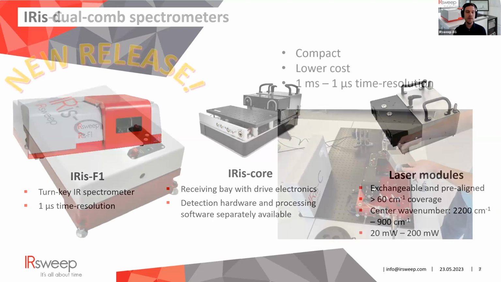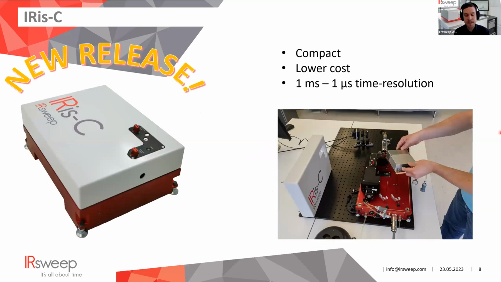Now we're very proud of our most recent release, the Iris C. This is a more compact and also lower cost dual comb spectrometer. So the same technology, but in a more compact footprint. The default time resolution of this instrument is 1 millisecond, but 1 microsecond is also available. You see here in the picture with my colleague, those laser modules have been shrunk down quite a bit, still exchangeable, and they also come at a lower cost.